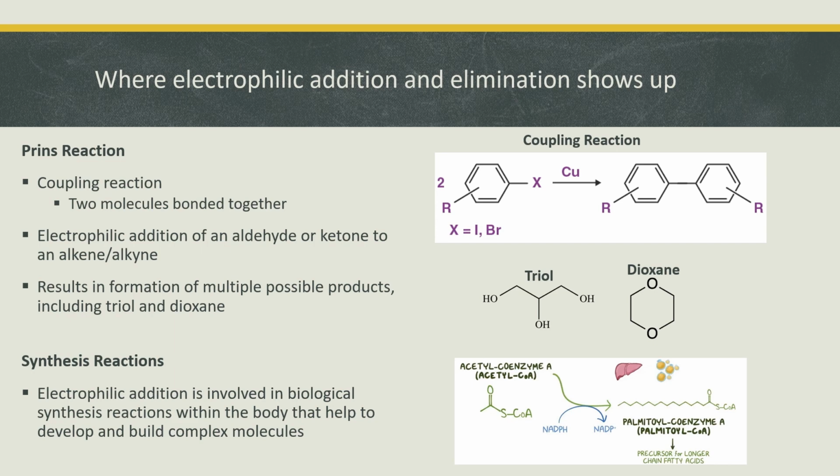An example of a reaction that electrophilic addition plays a part in is the Prins reaction. It's a form of coupling reaction. A coupling reaction is just a reaction in which two molecules are being bonded together. And in the Prins reaction, electrophilic addition of an aldehyde or a ketone to an alkene or an alkyne occurs and results in the formation of multiple possible products depending on the solvent being used and the surrounding temperature and acidity of the solution. But this reaction can form products including triol and dioxane.